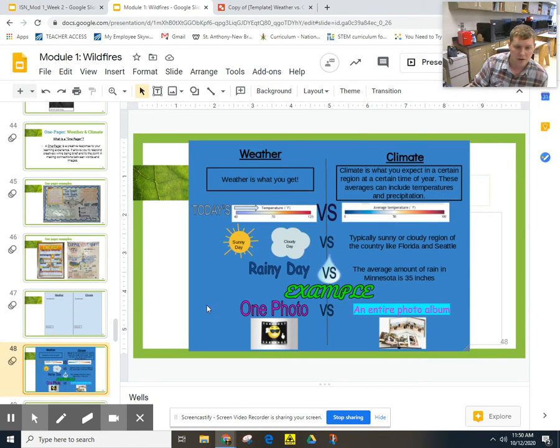This is just a start I got on mine. I was comparing weather and climate. So for weather, I compared today's temperature to the average temperature of an area.